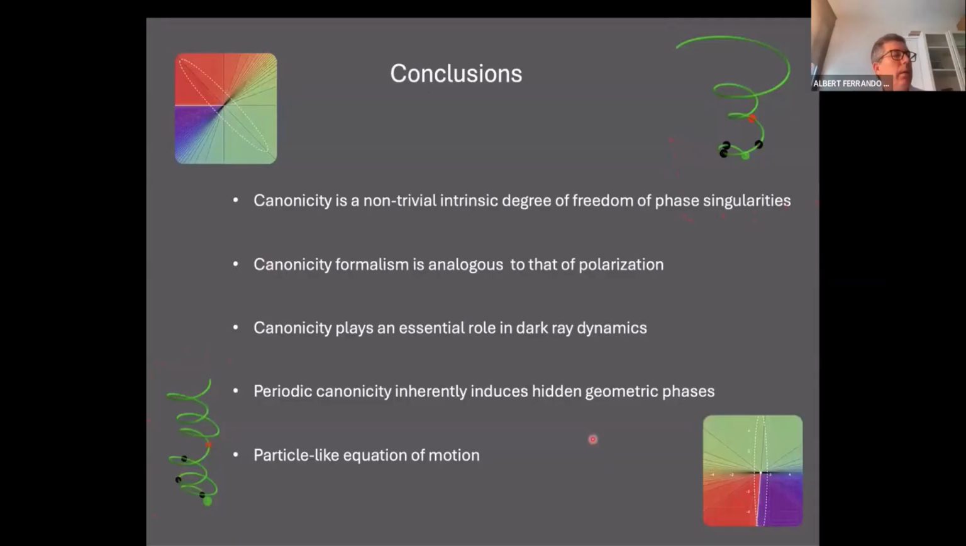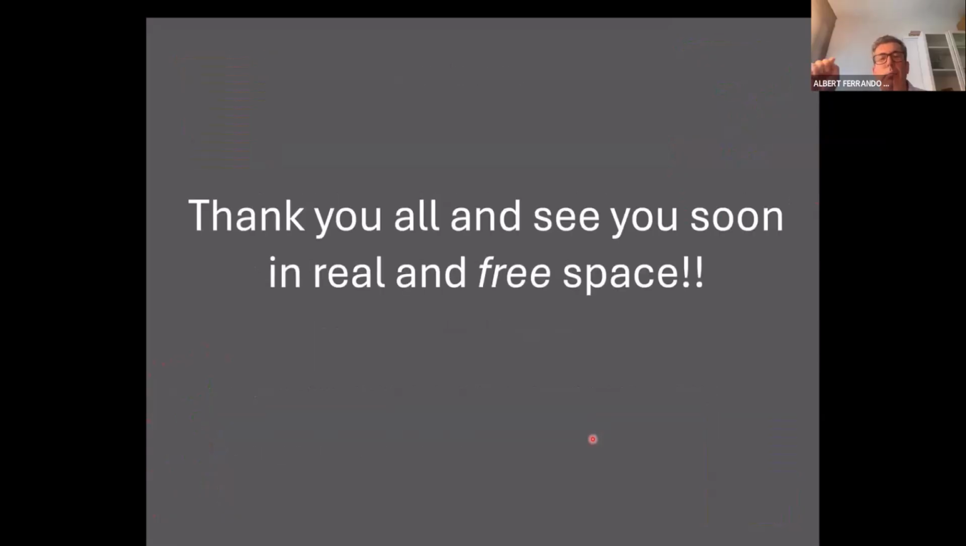Okay, and with this, I just make my conclusions. I hope I have convinced you that canonicity, in the way we are using it, is a non-trivial intrinsic degree of freedom for phase singularities that can be important, that the canonicity formalism is analogous to polarization, that for the particular case of even one single phase singularity, canonicity plays an essential role in the dynamics, and that when we introduce periodicity in the system, the canonicity and the periodicity induce hidden geometrical phases, and everything can be described using a particle-like equation of motion, at least for one single singularity. And that's all from my side, and I thank you for your attention.